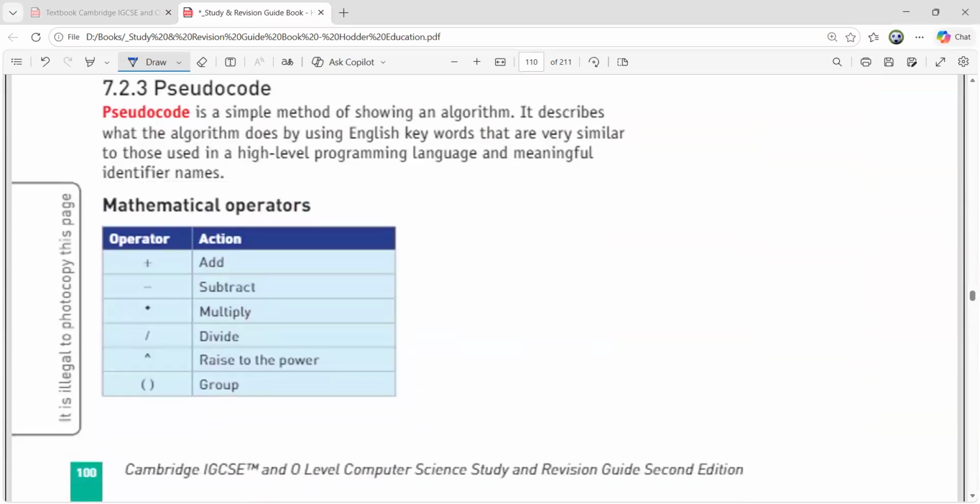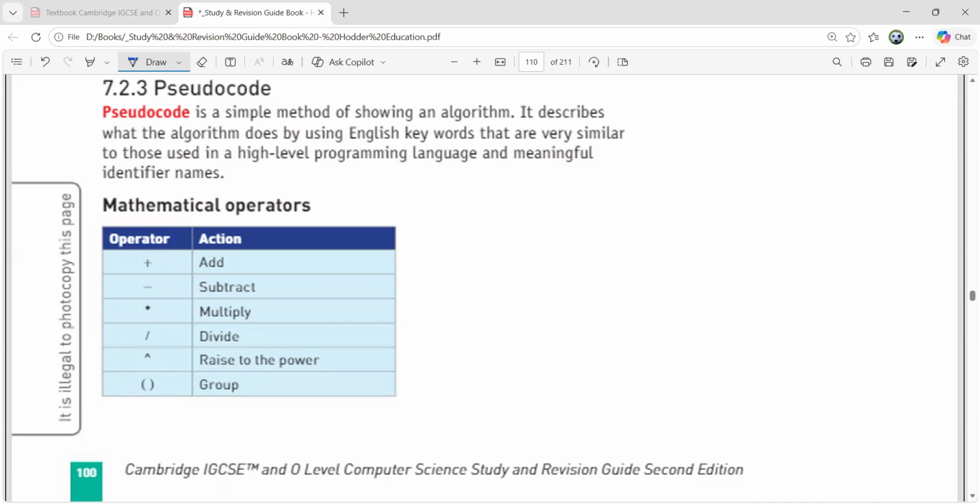Now moving to pseudocode. It's a simple method of showing an algorithm. It describes what the algorithm does by using English keywords that are very similar to those used in a high-level programming language, and it is composed of meaningful identifiers. One thing you need to know is what identifiers mean. Your variables are identifiers, your array names are identifiers, your procedure names are identifiers, your function names are identifiers.